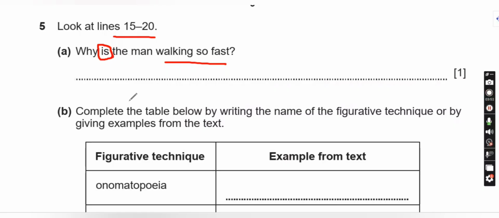Okay, for the tense of the question, if he's asking in the present, you should answer in the present. So it will be: he is angry. He is angry. Okay, next.